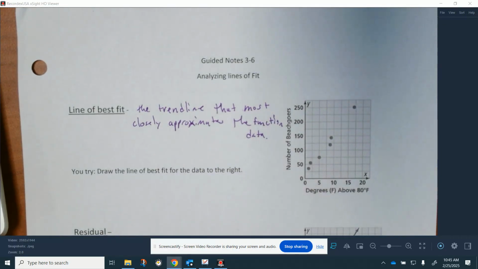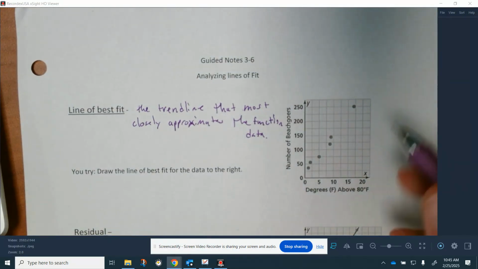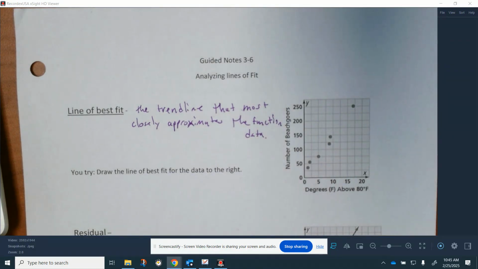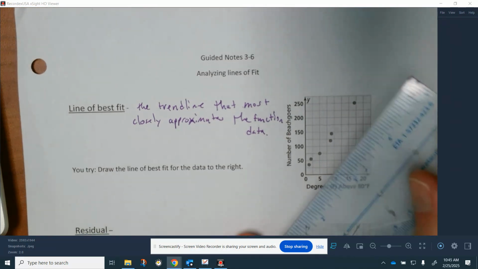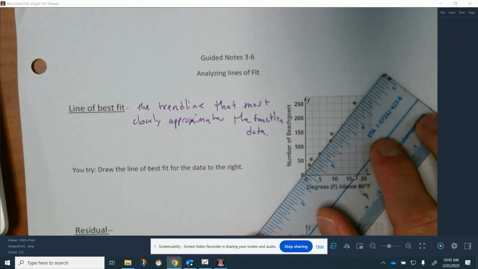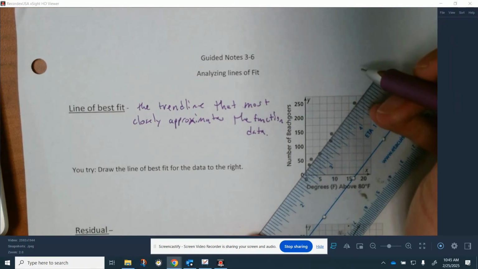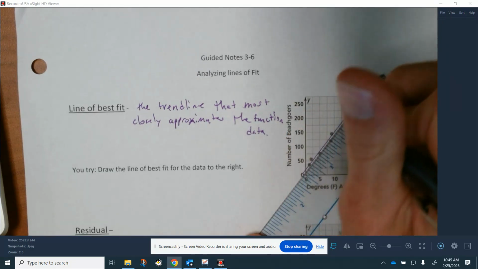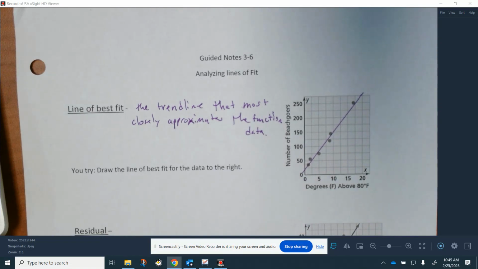Okay, so when we draw our trend line, you want to have some of the points above it, some of them below it, and it needs to go in the same general direction. So if you need to pause the video, pause it, and then draw a trend line and see how closely yours lines up. Then I'm going to draw my trend line. Okay, so that's what my trend line ended up looking like.